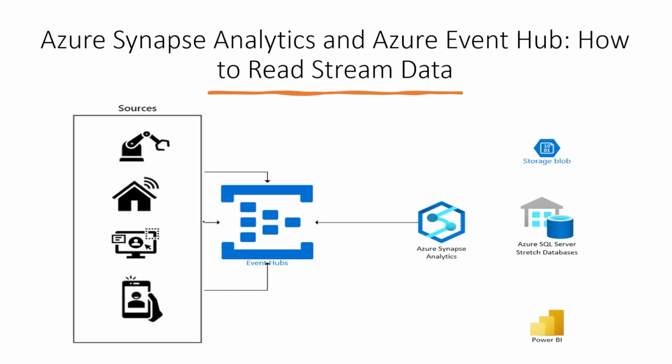In this demo, we are going to see how we can connect Azure Event Hub with Azure Synapse Analytics. We are going to see one client application sending some real-time events to Event Hub, and then we are going to write a notebook and run it on Spark to read those events coming inside Event Hub from Azure Synapse Analytics.